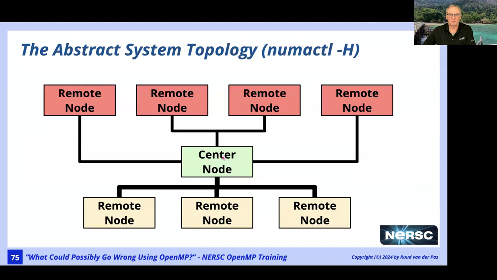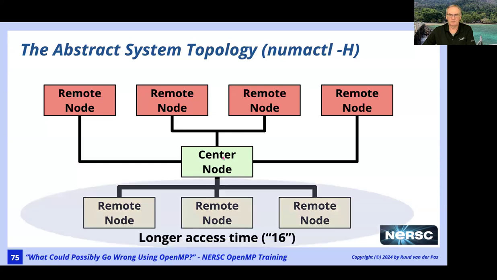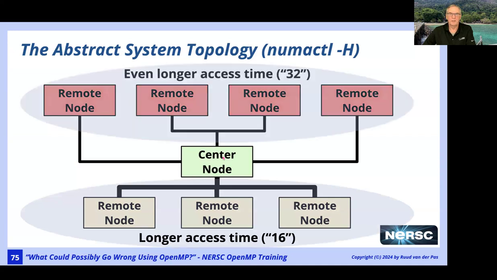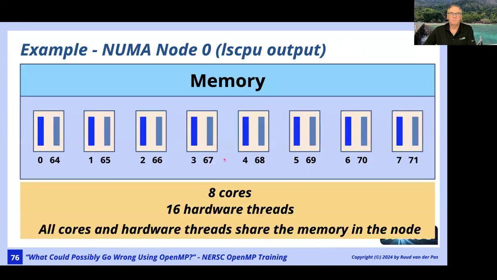Whenever I'm in a center node, like my node 0, but again, the situation is very symmetric, I have my remote nodes, the yellow ones. Those have the access time of, let's call it 16, and then further away even. So I have 2 levels of NUMA in this system. And that's just the way it is. And with the lscpu information, you know where things are and you know where you really would like to have things run. So zooming in, and again, it's a very symmetric situation. When you look at node 0, when you look at those numbers, you see that the first core has 0 and 64. Those are the 2 hardware threads.